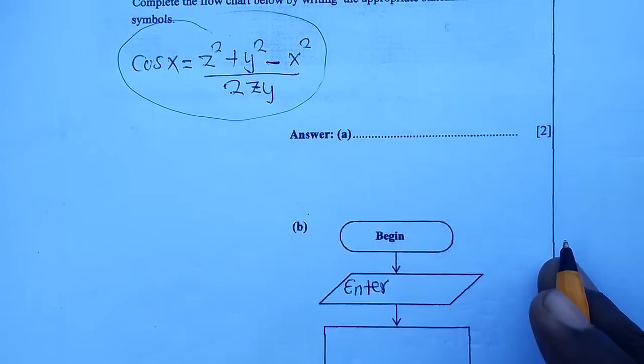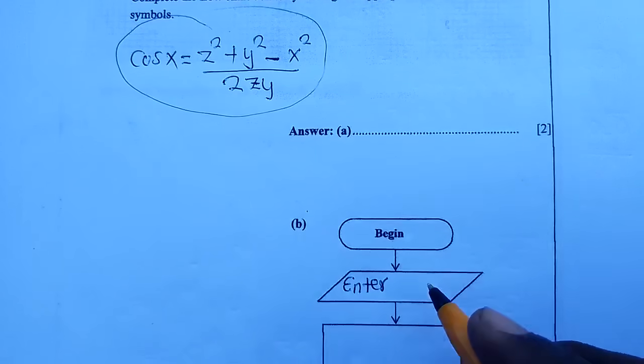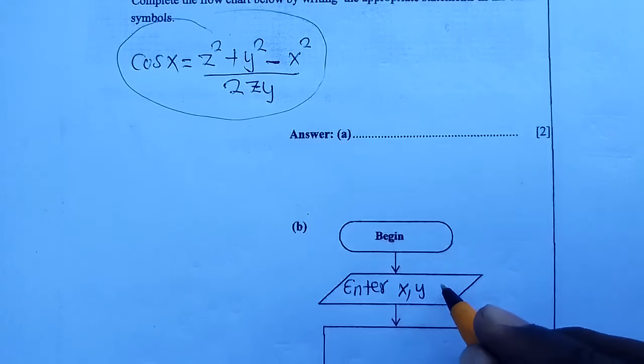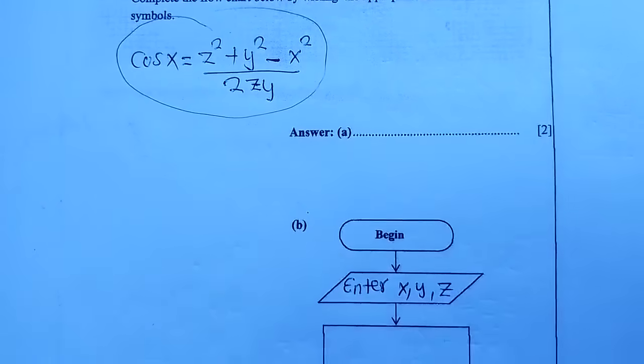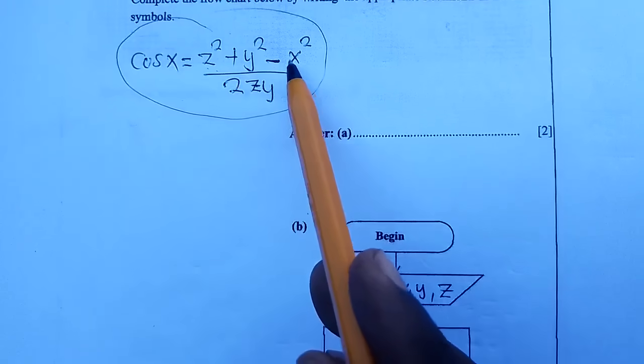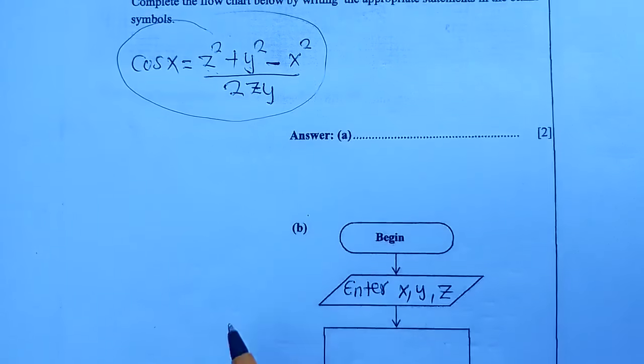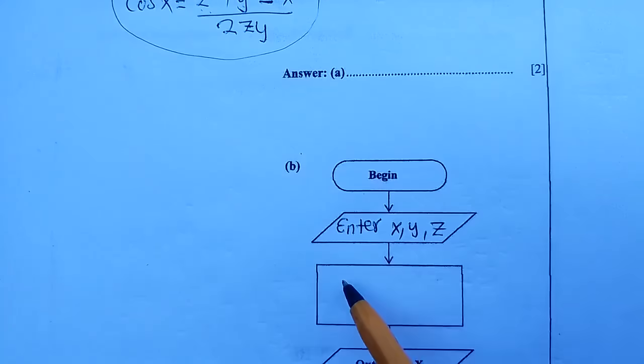What are we entering? The values which are given. So it is x, y, and z. These are the values that we are entering, x, y, and z. Then here, you write the formula.